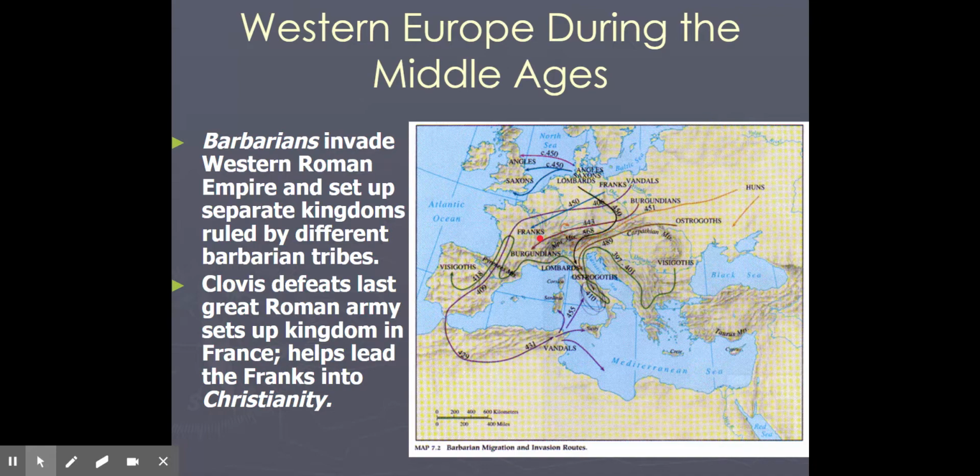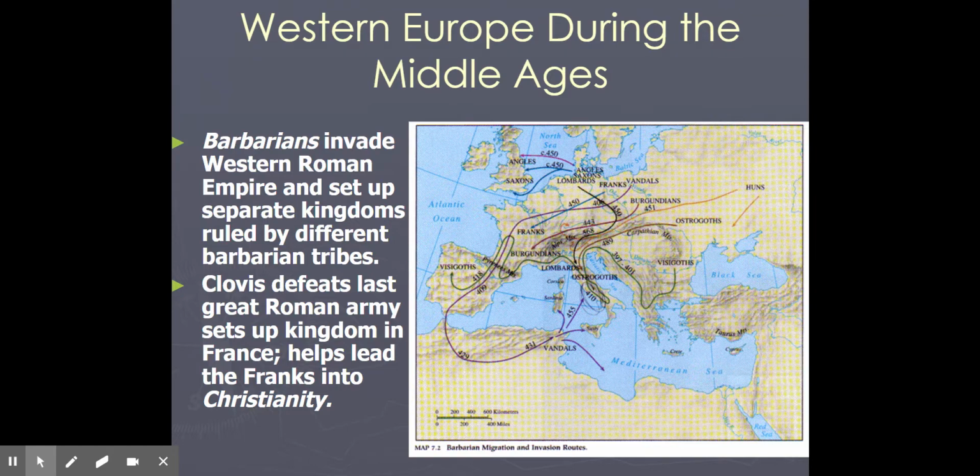The leader of one of the Franks, the ones who became the modern country of France, was a guy named Clovis, and Clovis was significant because he was the one who defeated the last great Roman army. He defeated the last of the Roman legions, which really was the real end of the Roman Empire. When you lose your army, then it's just a matter of time before everything else is gone.